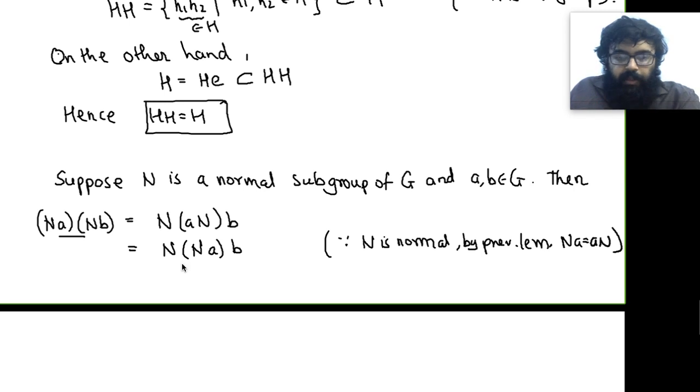And now consider this NN. What was NN? We have shown NN, so N N ab, which is nothing but NN is N here, just HH equals H. That is why we made this remark. So this is Nab. Now if a and b belong to G, G is a group, so ab belongs to G. So this is nothing but a right coset.